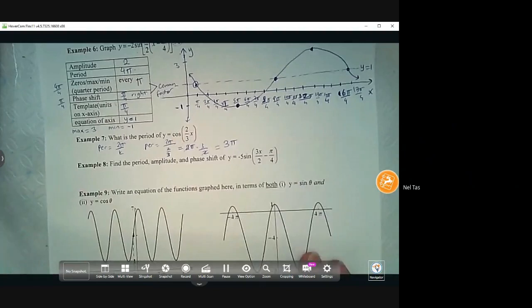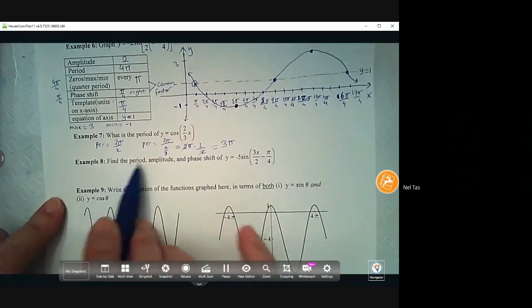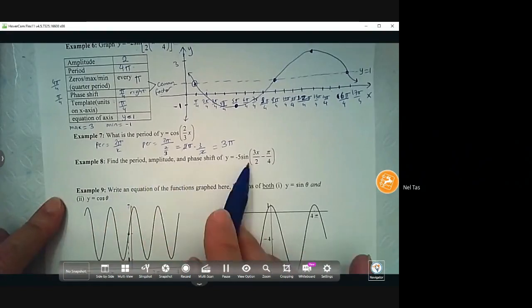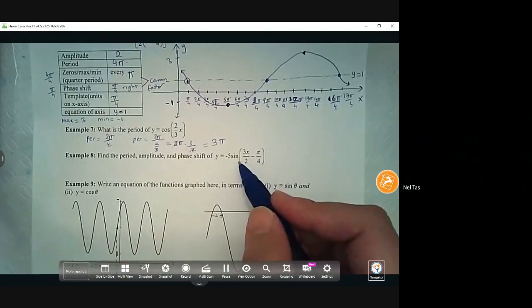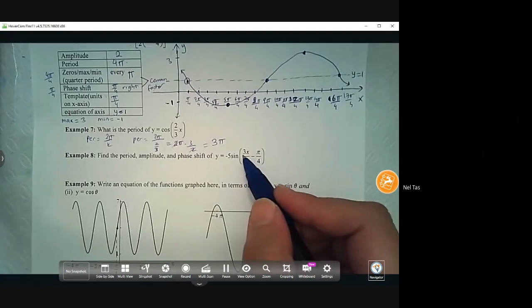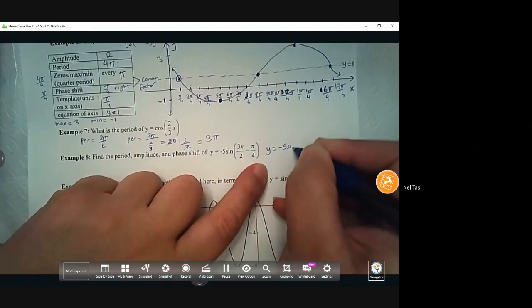So we end up with 3 pi here. Example 8. Find the period, amplitude, and phase shift of this function. When you're finding especially the phase shift, make sure you isolate the k value here. I mean, you factor it out. So then y equals negative 5 sine.